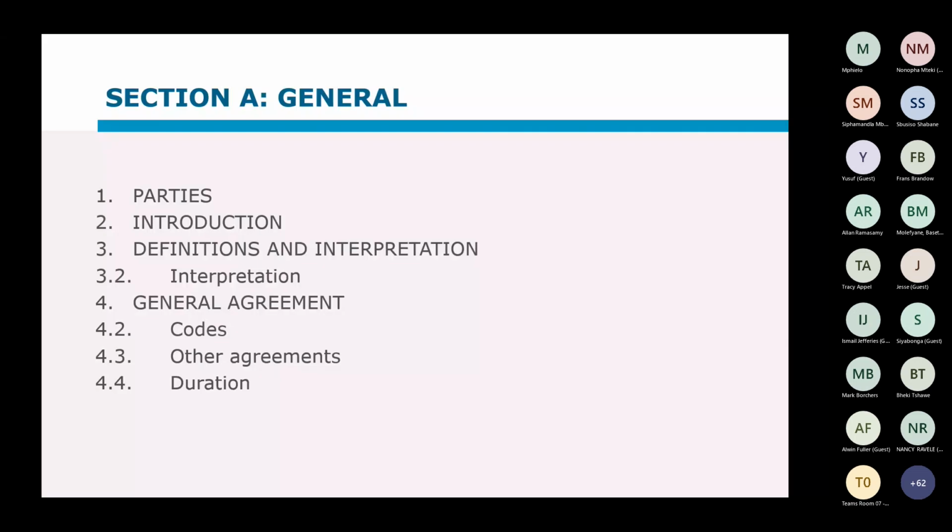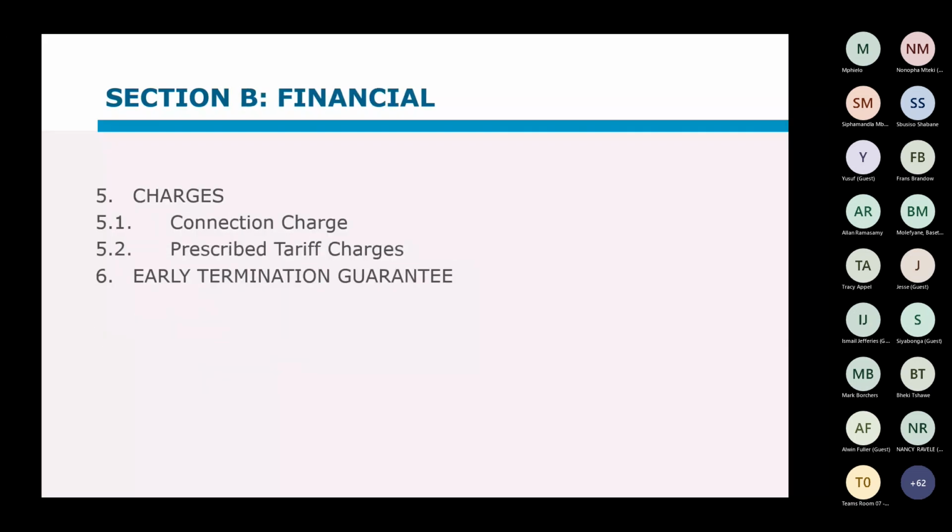Then Section B speaks about the different charges. So that's a connection charge, as well as prescribed tariffs. And here we also have that early termination guarantee, if it's necessary to include, otherwise one can just omit it.